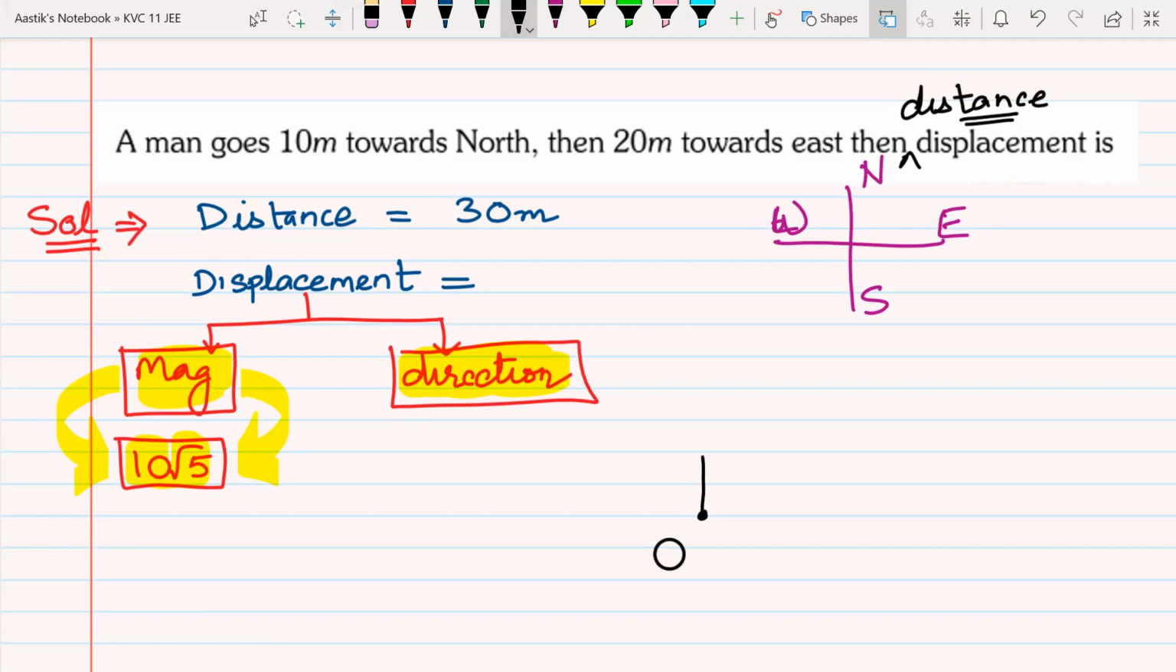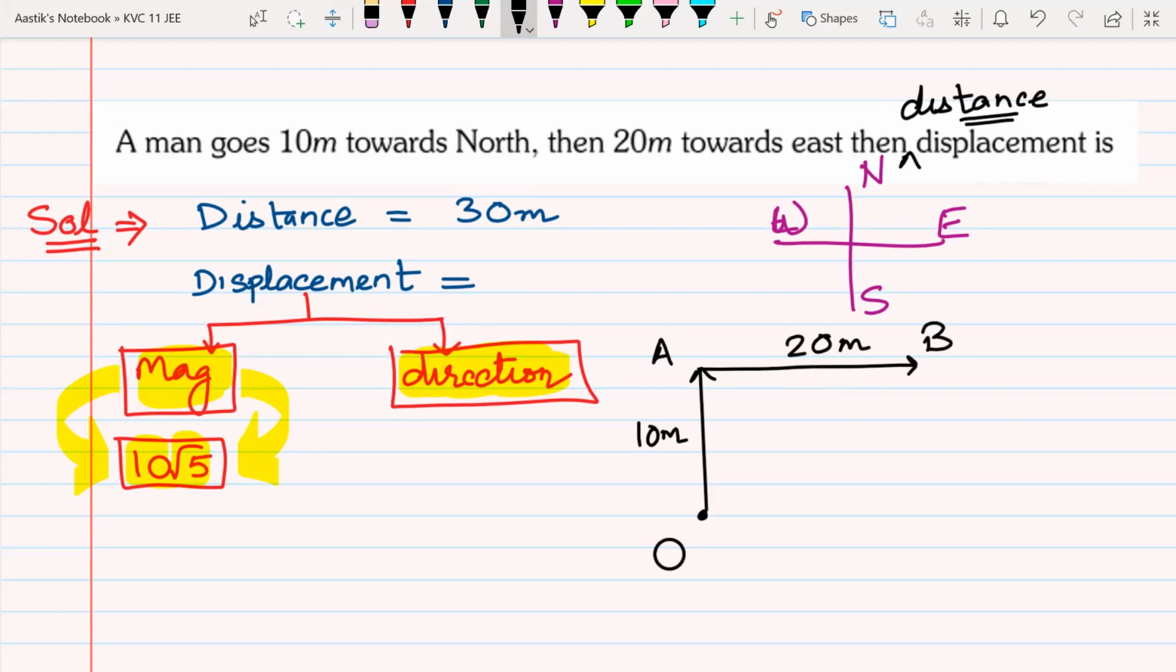It moves 10 meters north. So I draw a straight line. It goes from O to A, and this entire length is 10 meters. Do we understand this? Yes or no? Yes, sir. Then it moves 20 meters towards east. So I draw a slightly bigger line and I write 20 meters. This is how you must solve a question so that you understand what you are doing. Is everyone there with me? Yes or no?